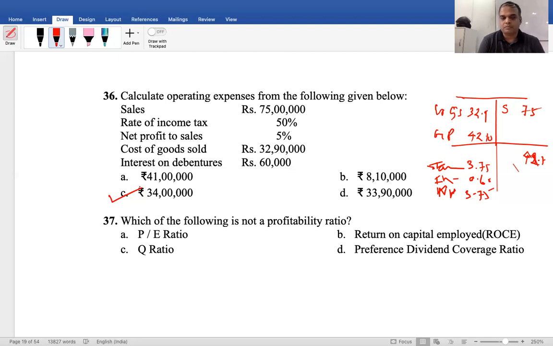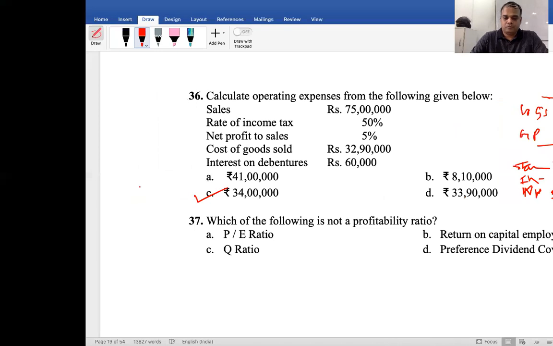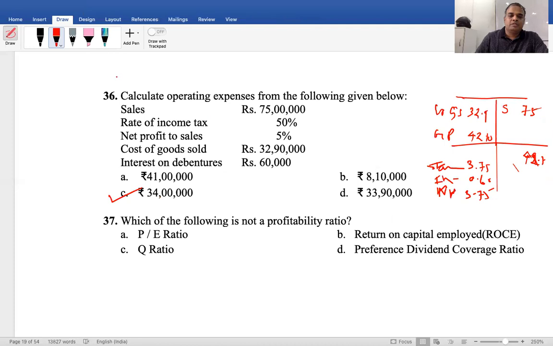Next. Which of the following is not a proprietary ratio? Profitability ratio, price earning ratio, return on capital employed, Q ratio, and preferred dividend coverage ratio. What is he asking? Not to find. Everything else is profit related, whereas D, preferred dividend coverage ratio, is not a profitability ratio. So answer D.